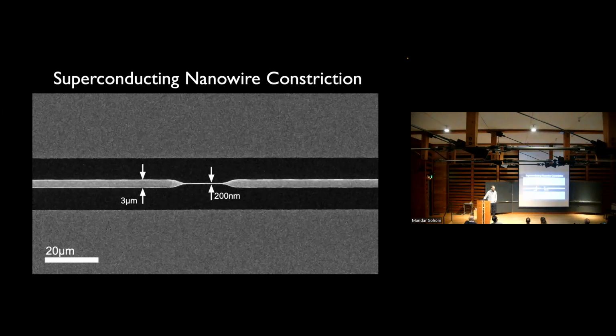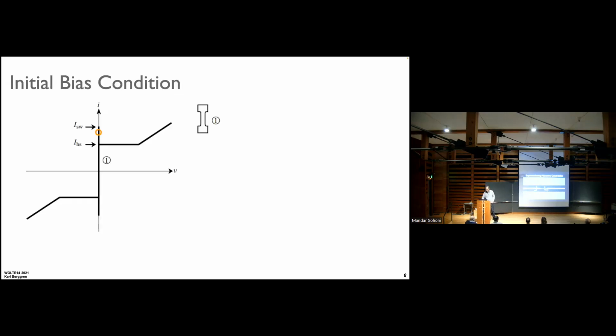All right, so let's start with the alternative. This is just a superconducting wire. It's basically just 3 microns wide, and this is where the action happens. 200 nanometers thick. You can make them thinner, you can make them less thick. The size isn't critical.